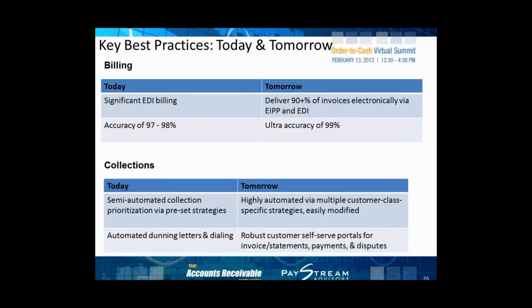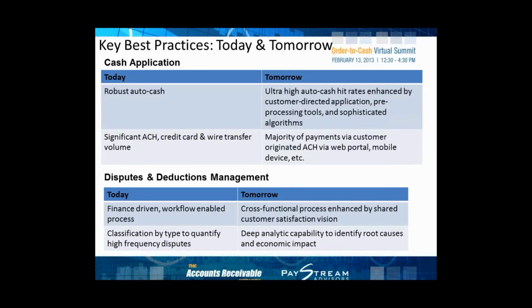Billing, we talked about e-commerce there. We certainly see that as the best practice of the future. And accuracy, there's accuracy and there's ultra accuracy. If your organization can get to that 99% level, many other functions will go a lot easier. And then collections, just more sophistication, more segmented treatments and strategies for different customer groups, and more customer self-service.